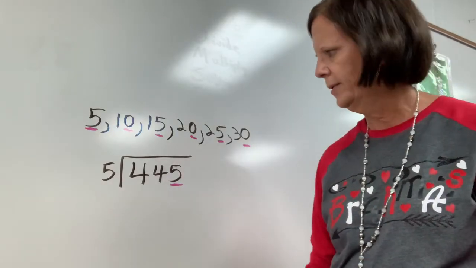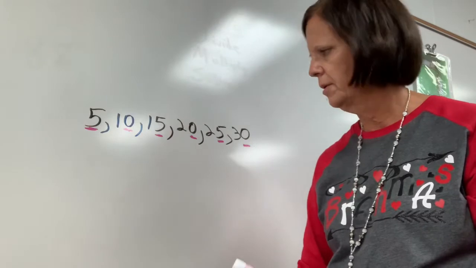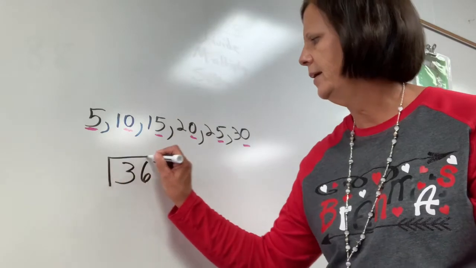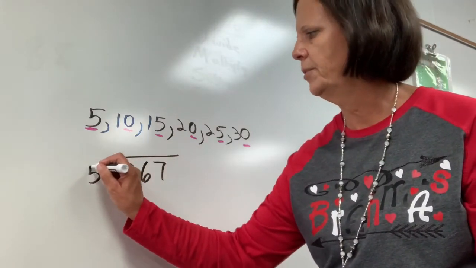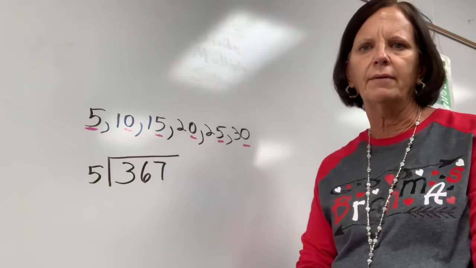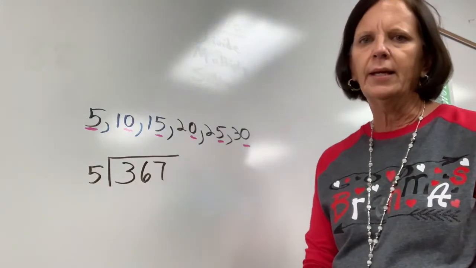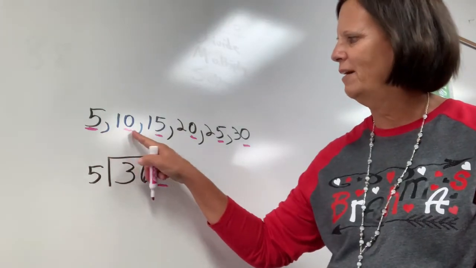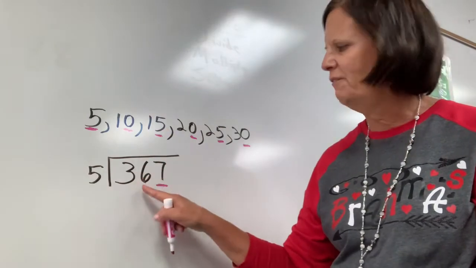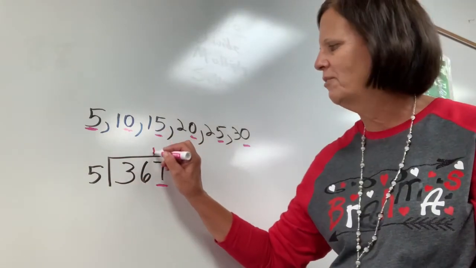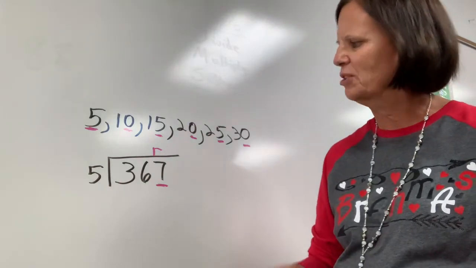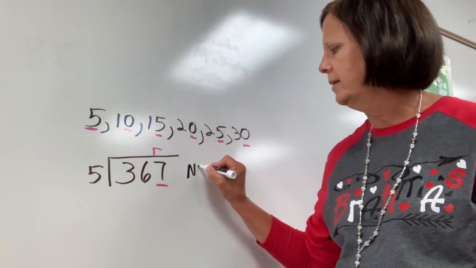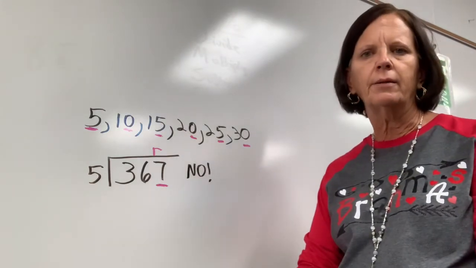Now, let's try another one. What if I gave you 367? And I said, hey, is that number divisible by 5? Meaning, could I divide it by 5 and not have a remainder? Again, all you have to do is look in the one spot. Ooh, and it's not a 5 or a 0. So I know that if I divided this number, I'm gonna have a remainder. So if I said, hey, is 367 divisible by 5? You're gonna tell me no. And the reason it's not is because I know it's got a remainder.